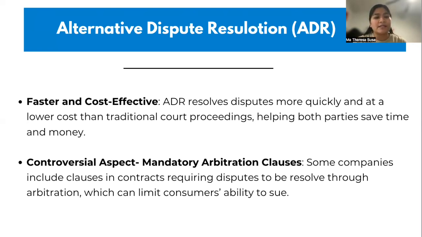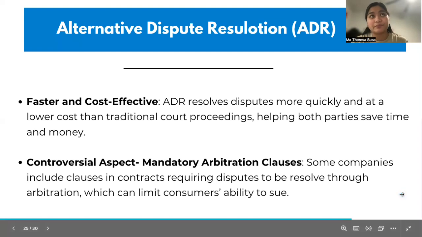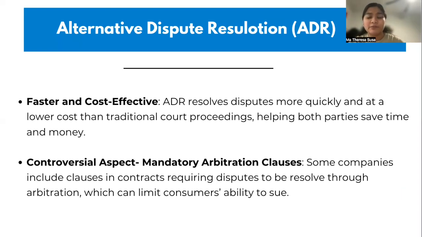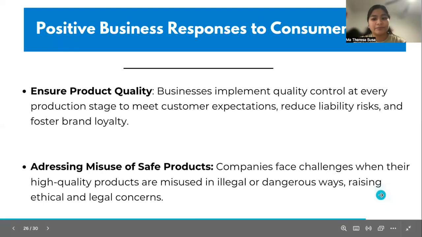The second one is the controversial aspect, mandatory arbitration clauses. This is the consumer's concern with ADR: the use of mandatory arbitration clauses that limit consumers' right to sue. For example, a cell phone provider's contract includes a mandatory arbitration clause, preventing a customer from filing a class action lawsuit over hidden fees. Next, please.